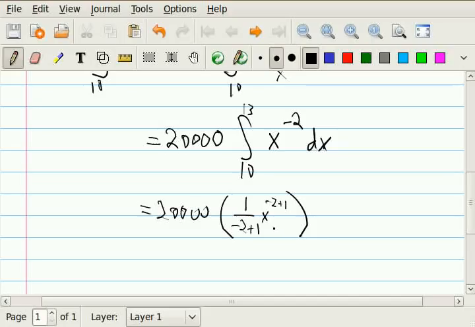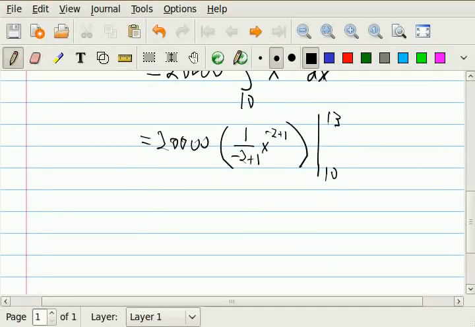Remember, I don't need a plus C since this is a definite integral. Once I simplify that, I want to substitute the limits in, so I always write this bar here. The book sometimes uses a little square bracket, and there's no big difference. But I have to do that yet as well. Mostly just algebra from here on out.